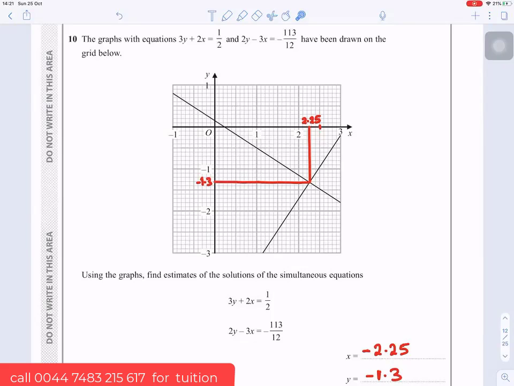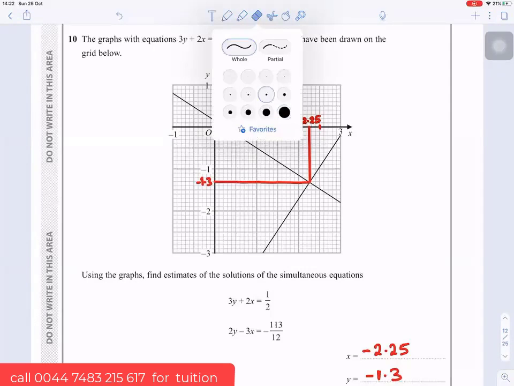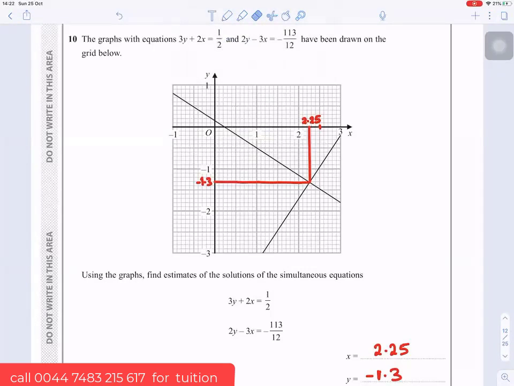So for x, 2.25, and for y, minus 1.3. It should just be 2.25, not minus. X is positive, 2.25, and y is minus 1.3. You look at where they meet and you read the value for x and y on the axes.